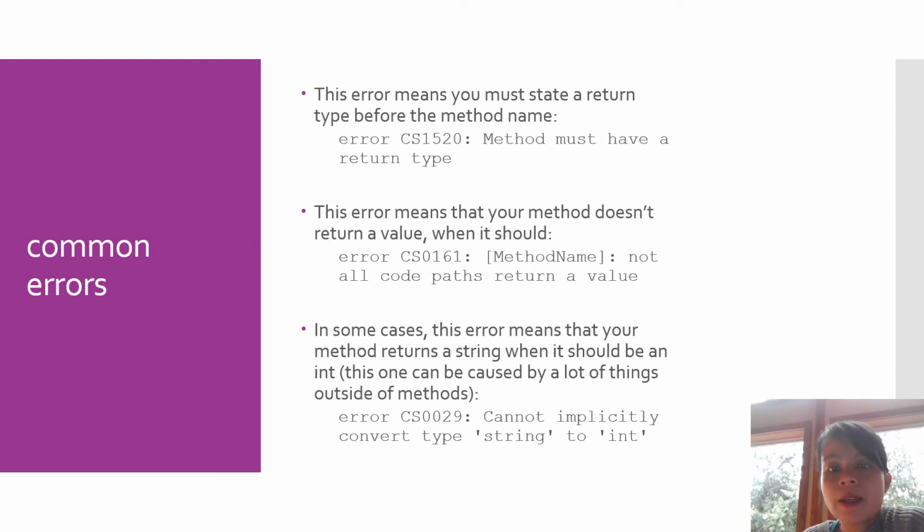So this error means that you must state a return type before the method name. If you see something like "methods must have a return type," state a return type before the method name. Another common error is "not all code paths return a value." What this means is that your method is not returning a value when it should. If you see "can't implicitly convert type string to int" or something like that, this means that your method returns a string when it should be an integer. This can be caused by a number of different things.